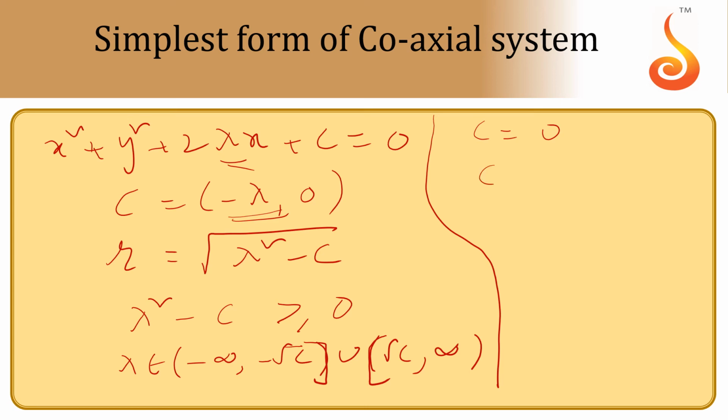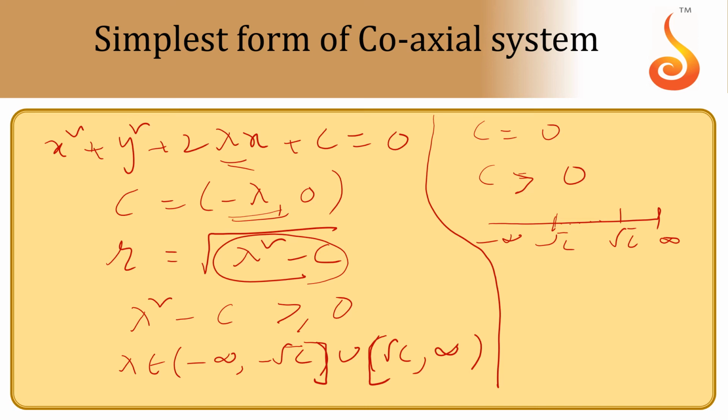But if c is positive, so minus root c, root c. So if you take this as the x-axis, the centers of this coaxial system cannot enter in between this. If c is negative, this will always become positive. For any real value of lambda, the center exists. Means every point on the x-axis can be a center.